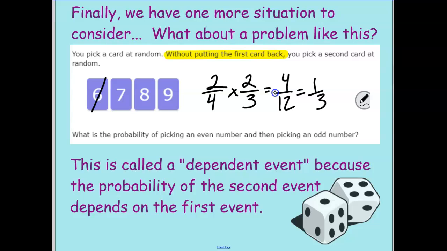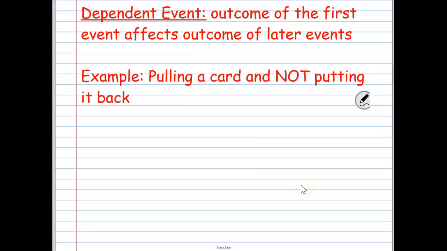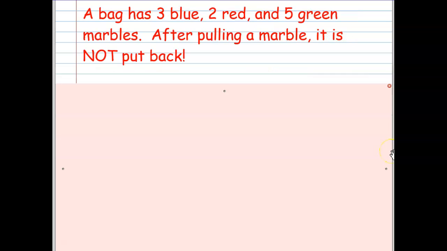So situations like this are called dependent events because the probability of the second event depends on what happens in the first event. So the first event decreased my number of cards, and so that changed my probability for the second event. So go ahead and hit pause and copy the definition of a dependent event into your notes. All right, so again, that's where the first event affects the outcome of later events. And the example is pulling a card and not putting it back. That's an example of a dependent event. All right, let's get some examples in our notes. So hit pause, copy this down, and then hit play again when we're ready to work it out.